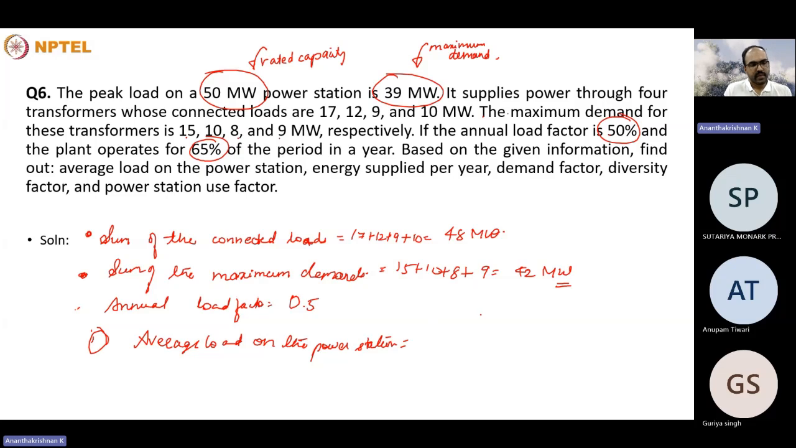So how can we determine the average load on the power station? In one of the previous problems, we have seen load factor. It could be defined as the average load divided by the maximum demand. We know the maximum demand in this particular problem, and the load factor as well. From there, we can get the average load on the power station.